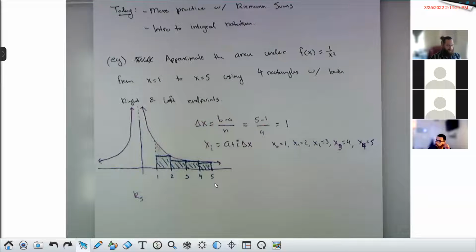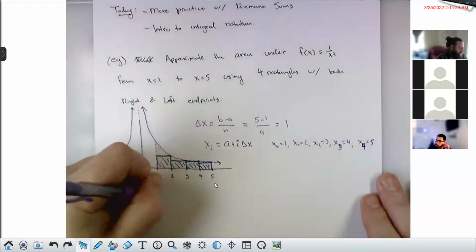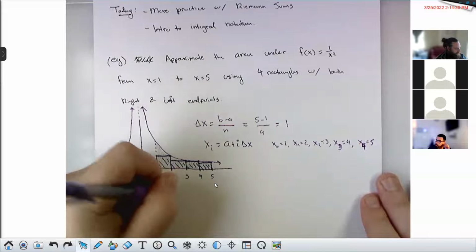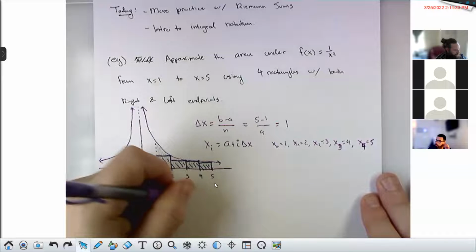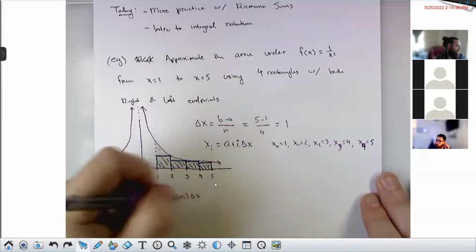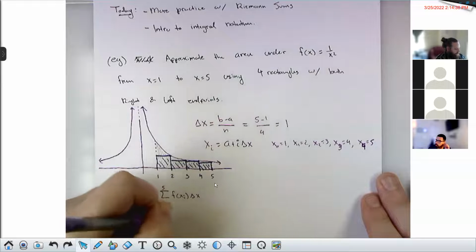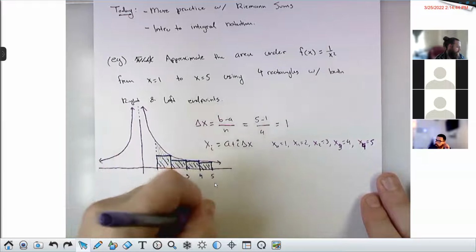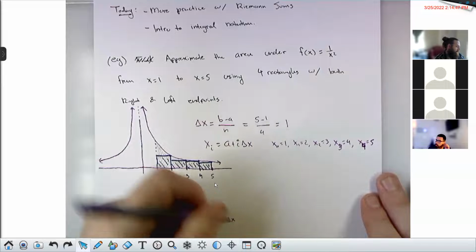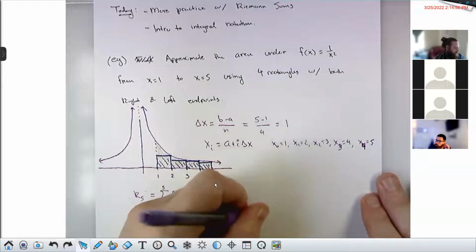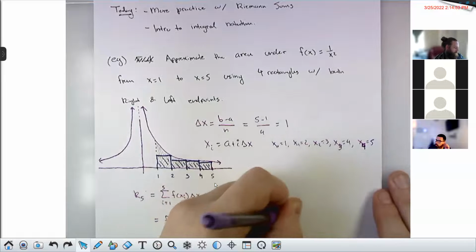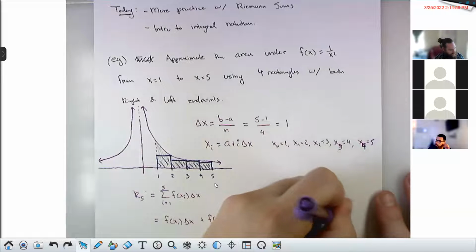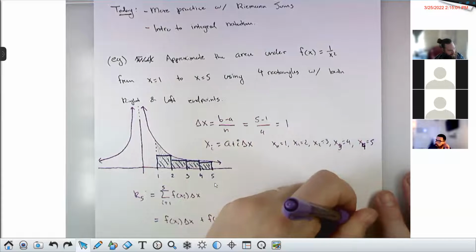So the picture we've drawn here is for R5, and we know that R5 is the sum from i equals 1 to 5, f of xi times delta x, which is f of x1 times delta x plus f of x2 times delta x plus f of x3 times delta x, plus f of x4 times delta x plus f of x5 times delta x.